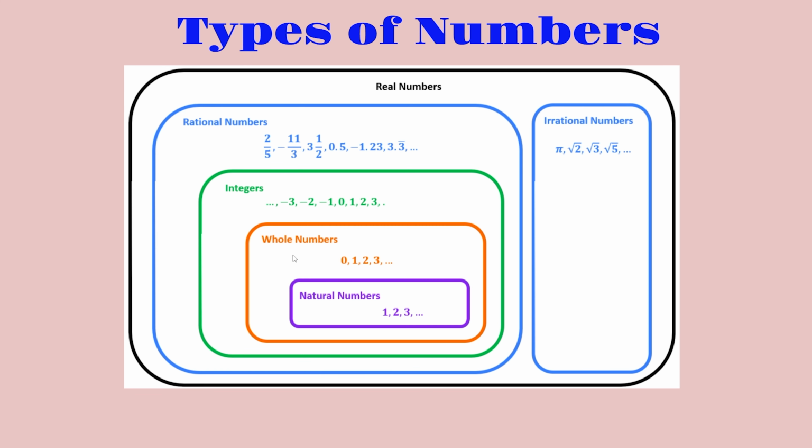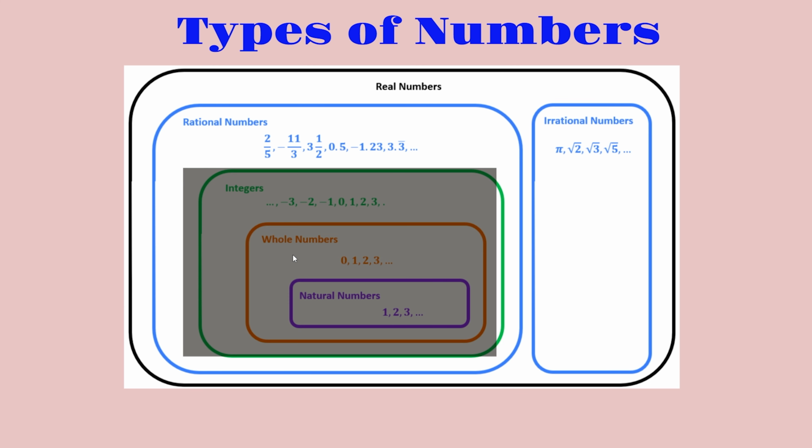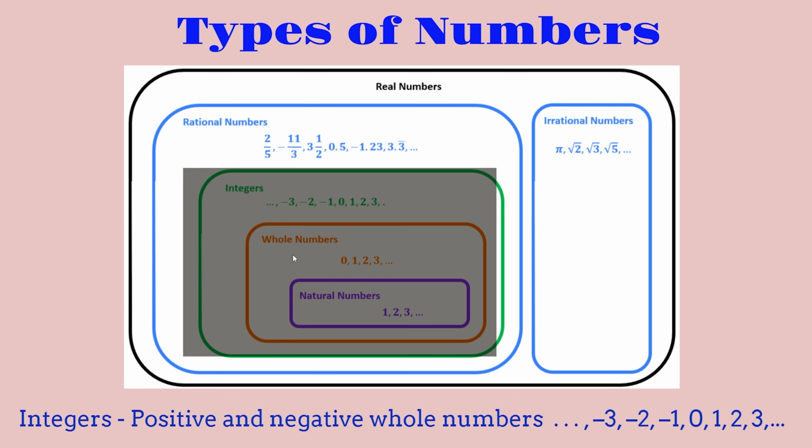After that, the next box we have is called integers. Integers contain all whole numbers and all natural numbers, so it contains all the counting numbers and the 0. Another thing that the integers include is all the negative numbers. So we have the counting numbers, we have 0, and we also have all the negative numbers as well. That's what integers contain.